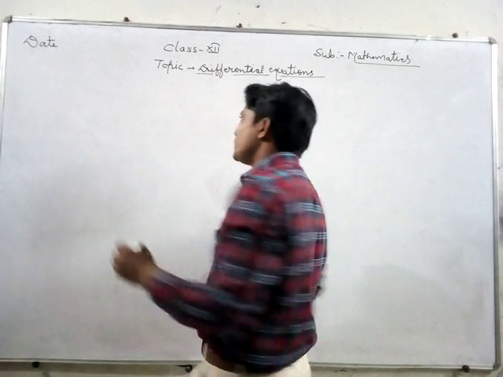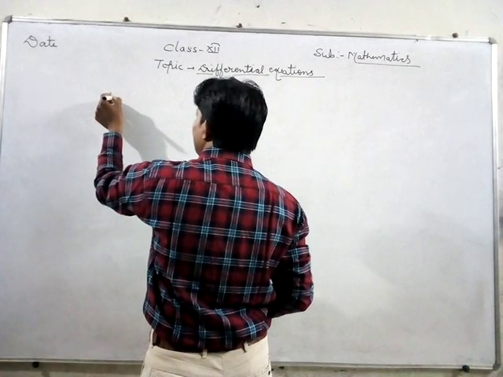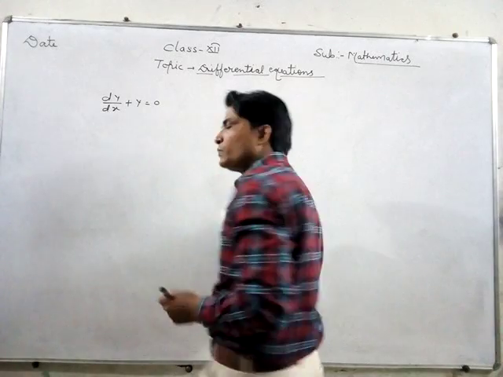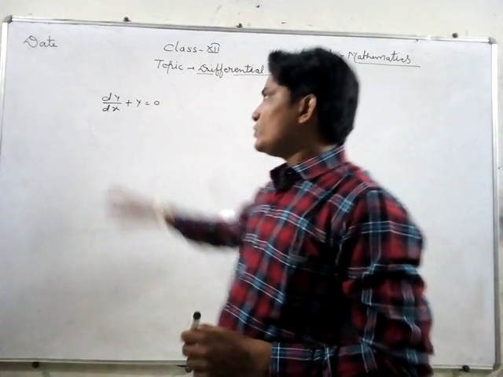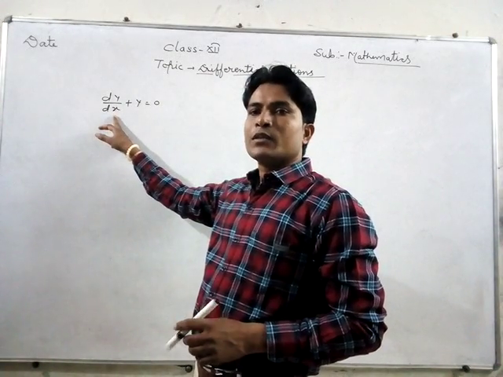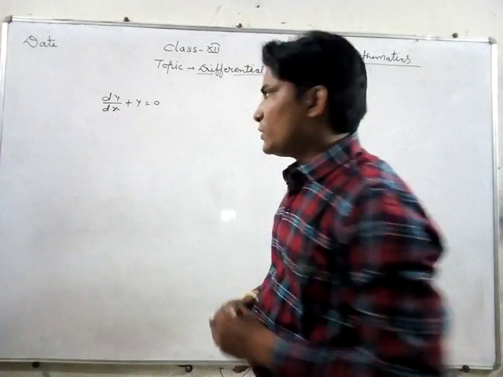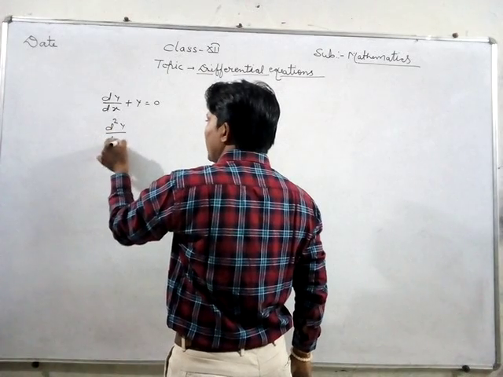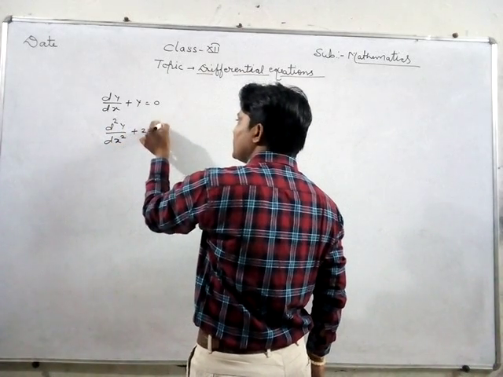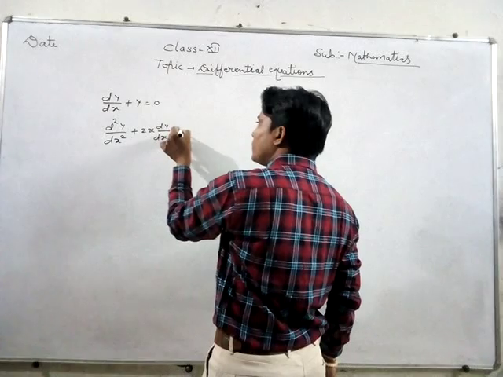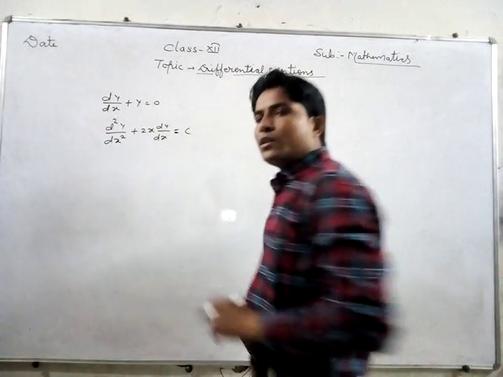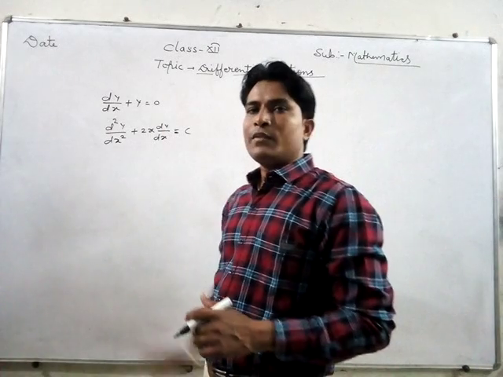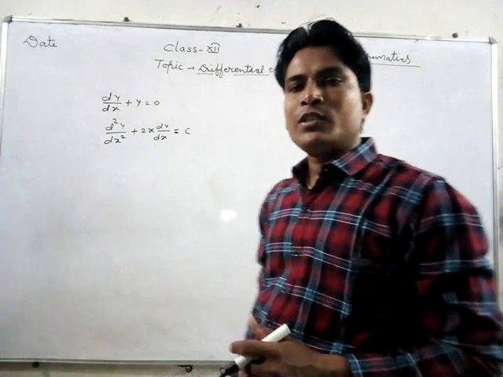Suppose one equation is given to you: dy by dx plus y equals 0. dy by dx plus y equals 0 is a first order differential equation. Okay. Likewise, d2y by dx square plus 2x dy by dx equal to a constant c is also a second order differential equation. So this type of equation we call a differential equation.